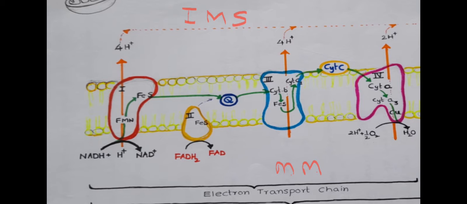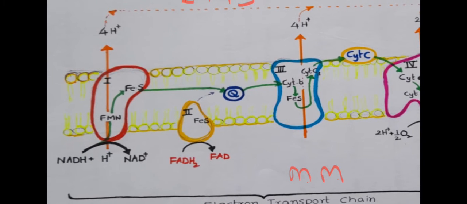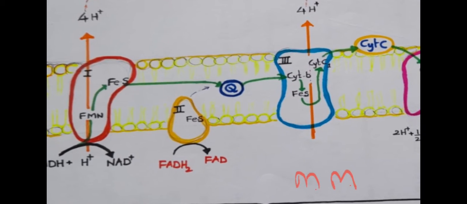The second complex, the yellow colored one, is succinate ubiquinone oxidoreductase. This enzyme complex has FAD, flavin adenine dinucleotide, as a prosthetic group, and iron sulfur protein also. FADH2 gives its electrons and protons to ubiquinone through the iron sulfur complex. So this second complex is transferring the electrons and protons from FADH2 to ubiquinone.